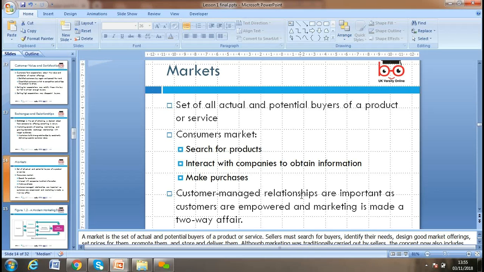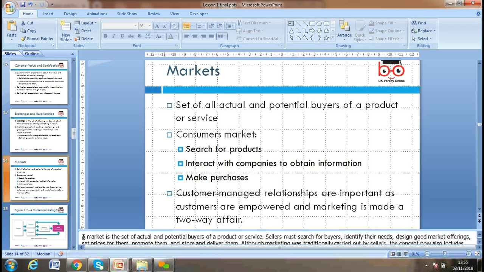two-way affair. Marketing does not mean you just impose something on them. You have to listen, you have to get feedback from the customer, you have to involve them in decision making, about what type of product they like, before launching the actual product. So that's all about it, we really need to focus on meeting the needs.